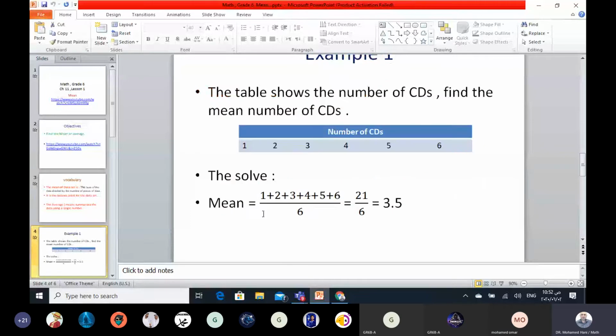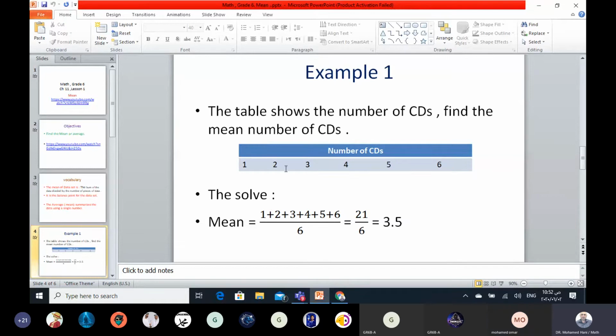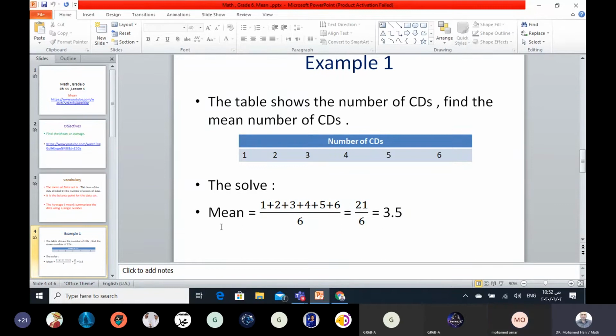For example, the table shows the number of CDs, find the mean number of CDs. We have here a table. Inside the table, we have numbers. The numbers inside the table are the data. And we want to find the mean. What do I do? The first step, you must remember the rule to solve the mean. The mean will be: add all numbers inside the data, then divide by the amount of numbers.